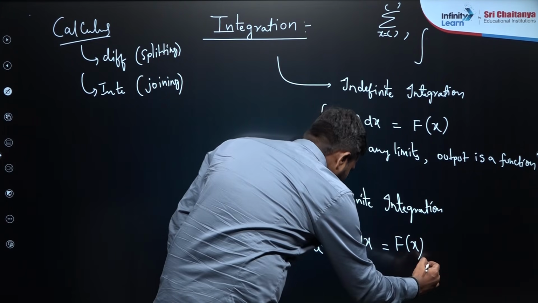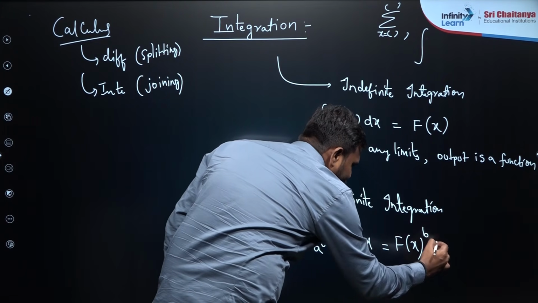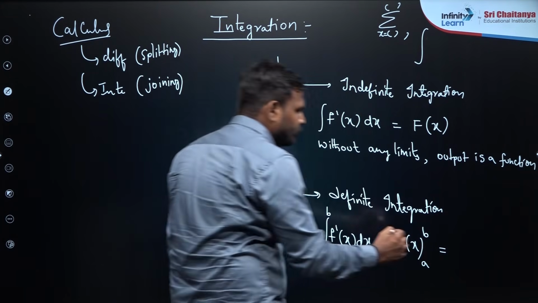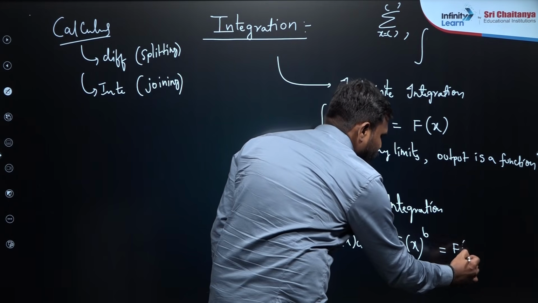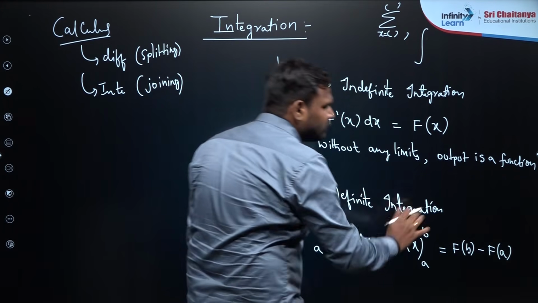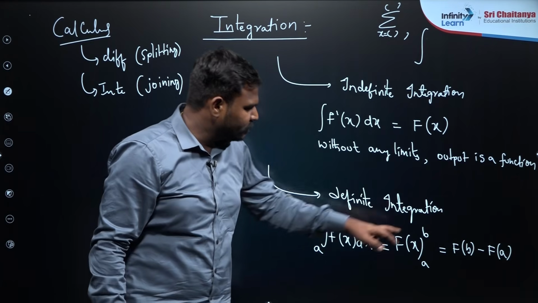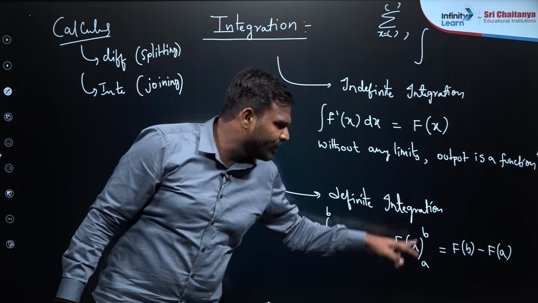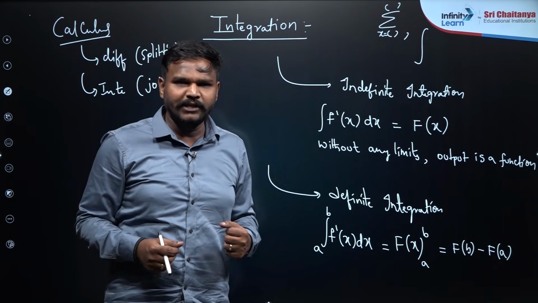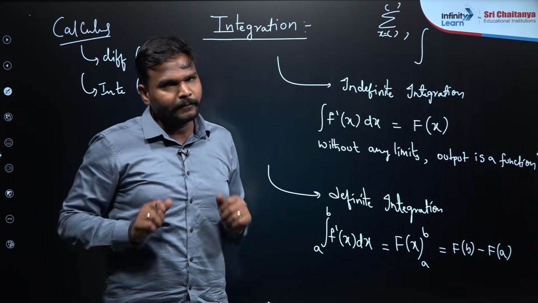So the lower limit is a, the upper limit is b. What do we always have to do, sir? Firstly substitute the upper limit, then subtract the lower limit. This is the process. First we substitute the upper limit, then we subtract the lower limit. If I teach you a couple of examples, you will understand it better.